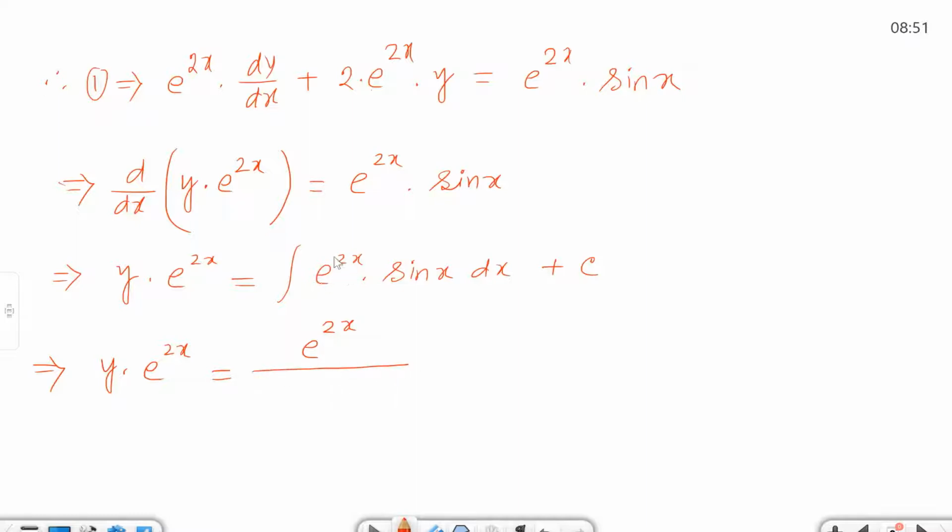a square plus b square, where a is 2 and b is 1, into a sin bx minus b cos bx. So 2 sin x minus cos x plus a constant.